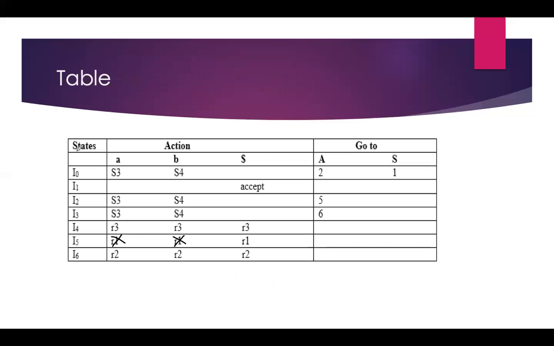The table will have three columns. The first column will include the state names, from I0 to I6, the total states we will mention. The next column is action. Under the action, we will include all the terminals. In the grammar, the terminals we know already: a, b, and we will also include one more terminal, that is the dollar symbol. And the third column is goto.